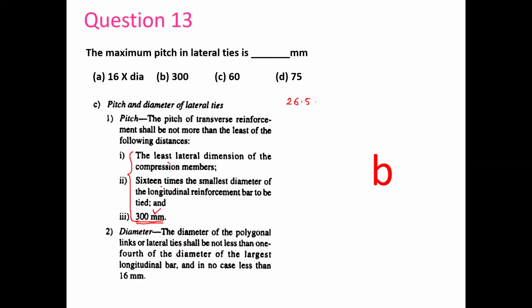Similarly, the diameter shall not be less than 1/4 of the diameter of the largest bar. This is the diameter of main reinforcement or longitudinal reinforcement. That is the diameter of lateral ties or diameter of helical reinforcement. For both, we have this criterion.